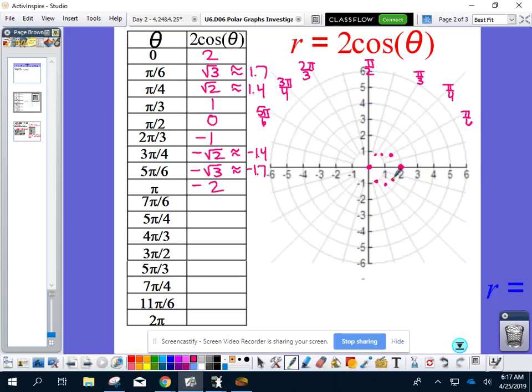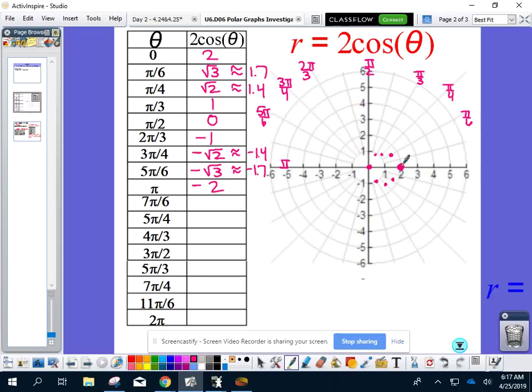And then last but not least, we have pi all the way over here, and we'll count back 2, and we're tracing over the exact same spot where we started.